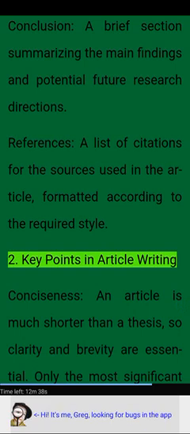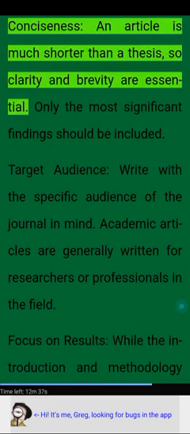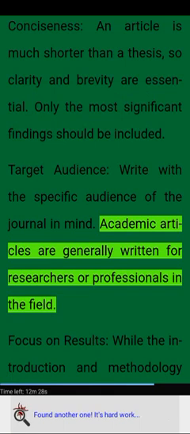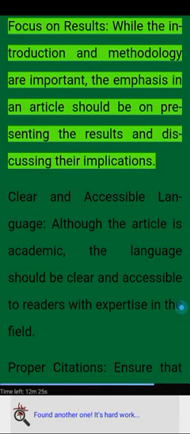2. Key points in article writing. Conciseness: an article is much shorter than a thesis, so clarity and brevity are essential. Only the most significant findings should be included. Target audience: write with the specific audience of the journal in mind. Academic articles are generally written for researchers or professionals in the field.